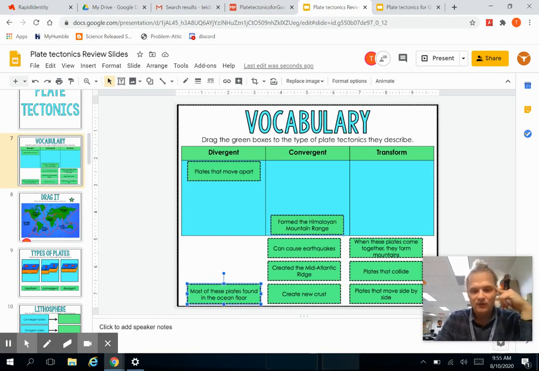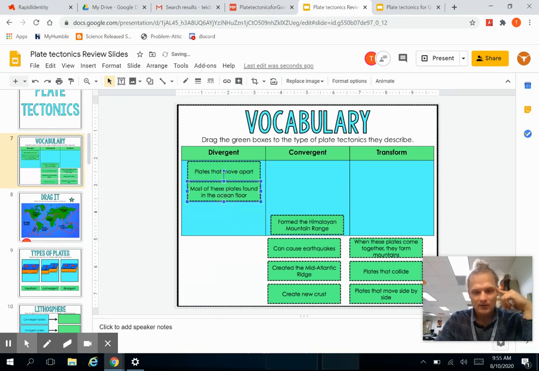Most of these plates are found in the ocean floor. So this is actually going to be divergent, and this is where new crust is created. We call it a mid-ocean ridge. And let's just keep on going.